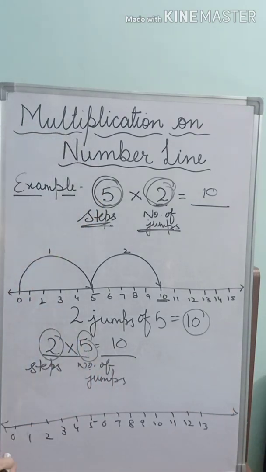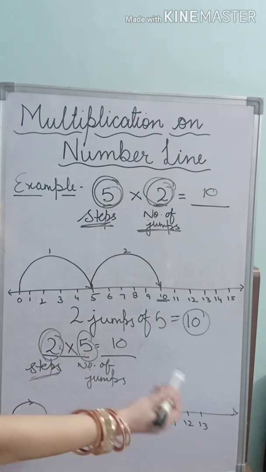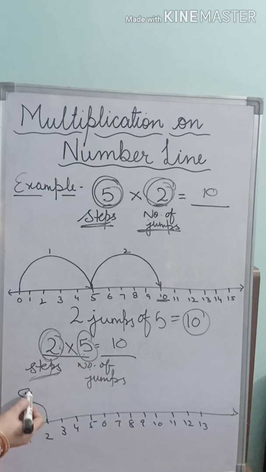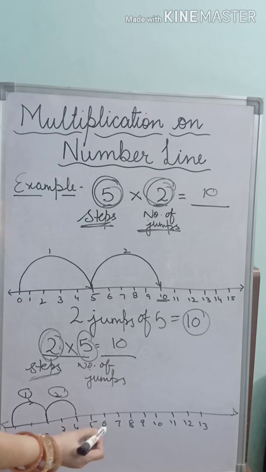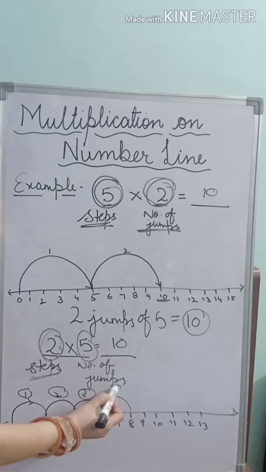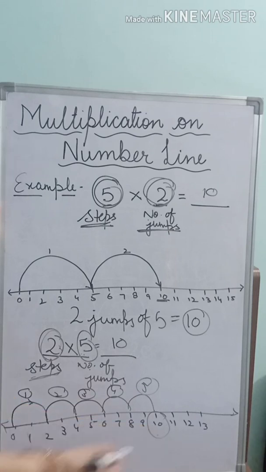Here again we have to start from 0, but how many steps do we have to take? We have to take 2 steps, right? So let's count 1 and 2. From 0 we'll reach 2. Then how many jumps do we need? We need 5 jumps. So let's take 5 jumps. This was the first jump. Again 1 and 2. This was the second jump. 1, 2. This was the third jump. 1, 2. This was the fourth jump. And 1, 2. This was the fifth jump. So here we reached 10 again.